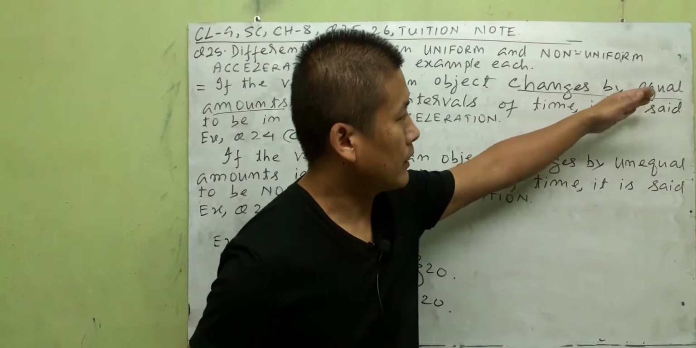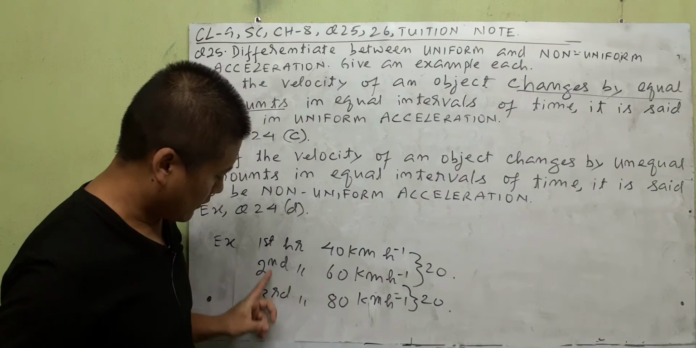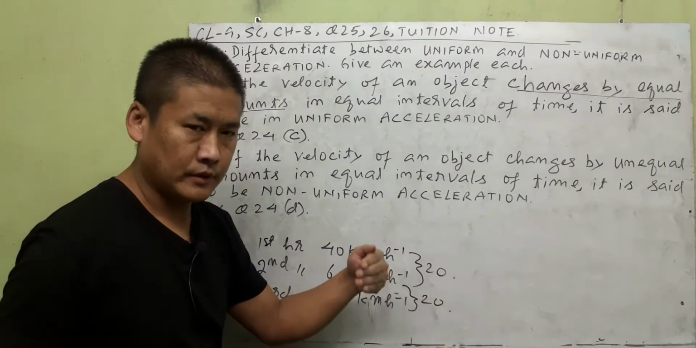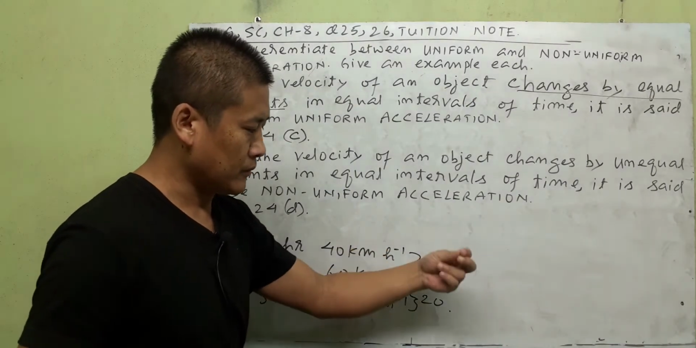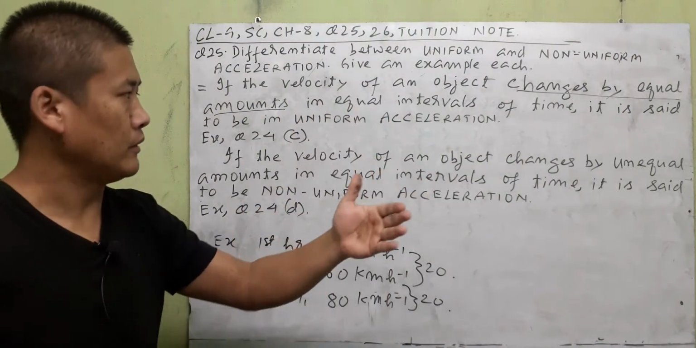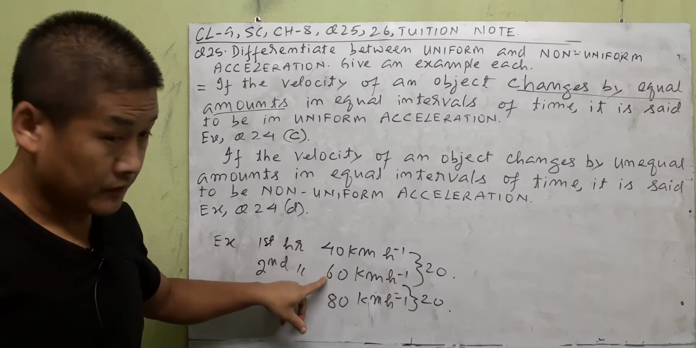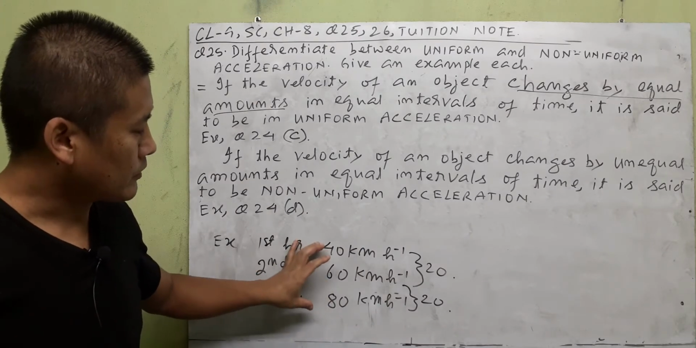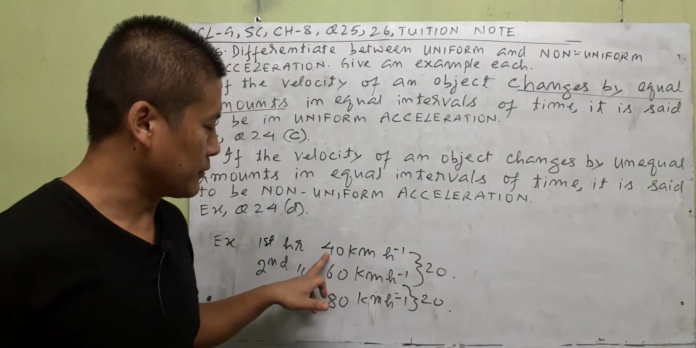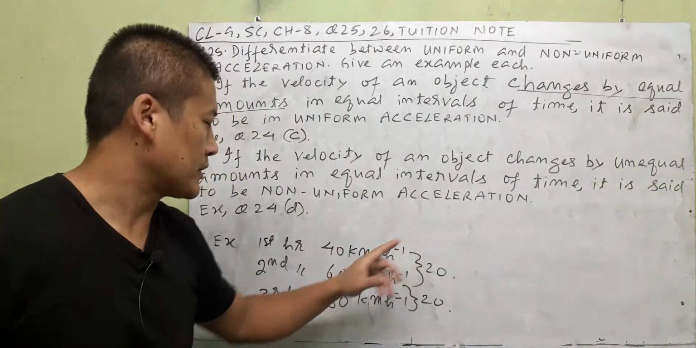So it is changing by equal amounts in equal intervals of time, after 1 hour, 1 hour, 1 hour. After equal amounts of time, the change is equal. It is increasing by 20 km per hour each time. So it is uniform, meaning the change is equal. This is called acceleration because there is a change in velocity or speed, and we know the change in velocity is called acceleration, right? If the car is moving with only one speed, 40 km per hour, through the journey, there is zero acceleration. We have discussed that in the previous class, right?